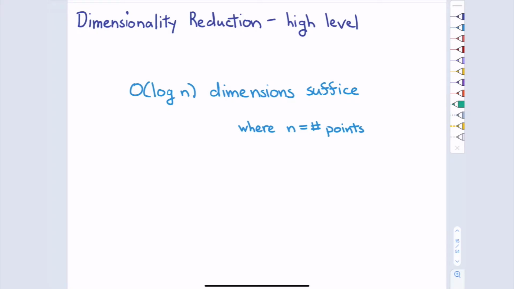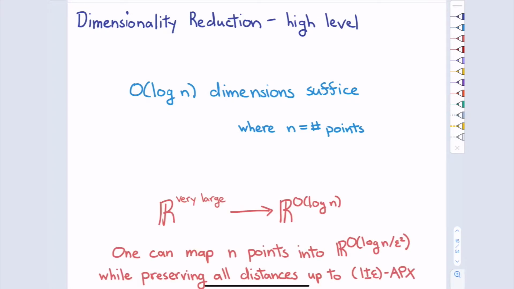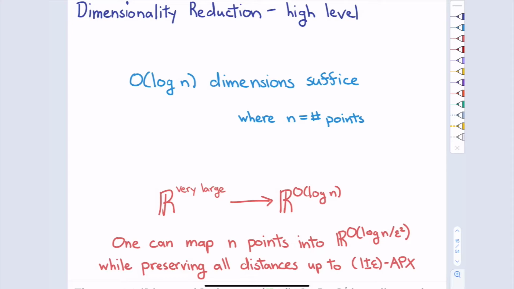So let me elaborate. What we're going to do is construct some function f. It'll be a very simple function, it turns out, that takes as input some large vector from an extremely high dimensional space and outputs a randomized vector in log n dimensions, with the guarantee that we can preserve all distances between any pair of points up to a 1 plus or minus epsilon approximation factor. There's some trade-off: you need log n over epsilon squared dimensions. If you want more accuracy, you pay a little bit more in the output dimension.